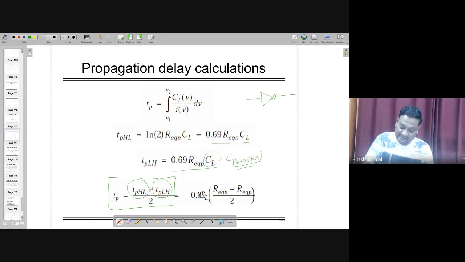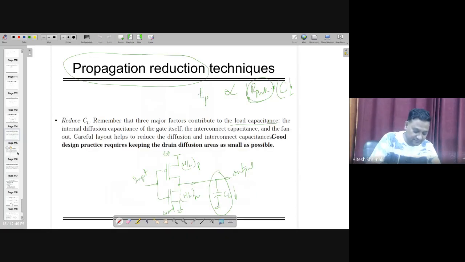If you are increasing W, you are decreasing resistance, no problem. But if you are increasing these parasitics such that it's comparable to load capacitance, then your overall propagation delay will not be reducing, but it may become worse. So it is a trade-off. You need to find out that point. Some of the things you can find out through the model, some of the things you can find out from the intuition, and some of the things you can make the intuition from simulations.